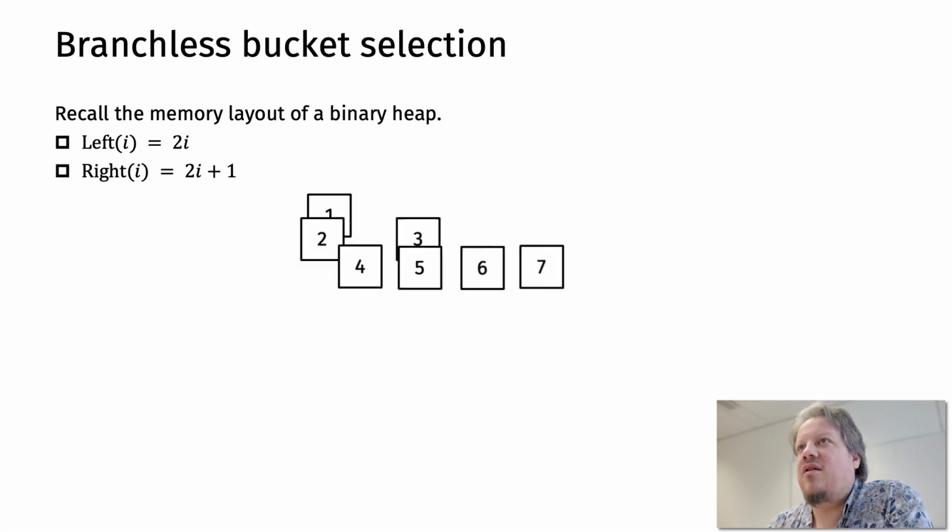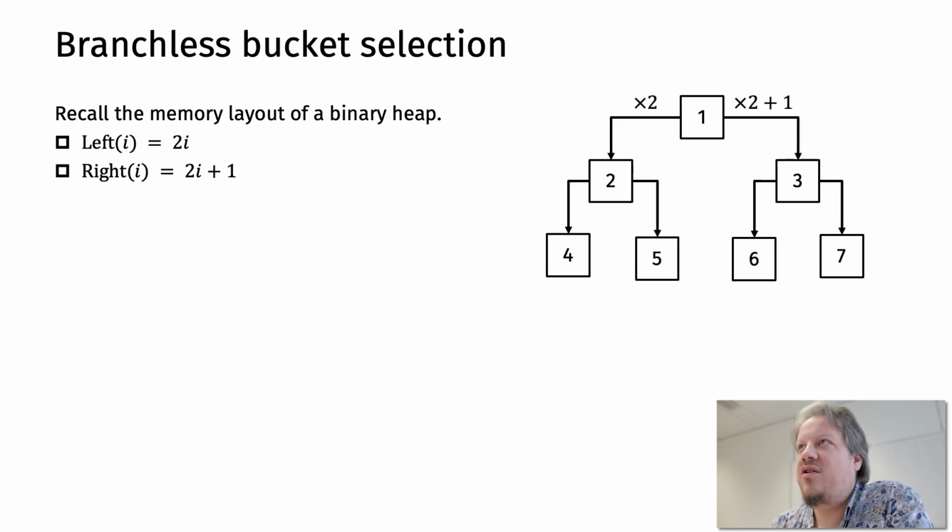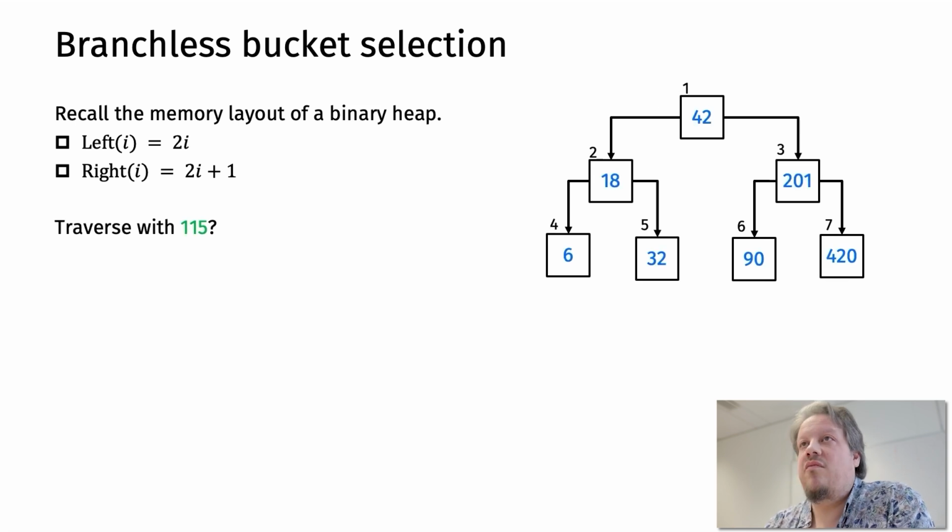So if we draw this as a tree, then we always multiply by 2 going left, and we multiply by 2 then add 1 going to the right. Let's put some values in this tree. Black numbers are still the indices. So let's consider what happens if we traverse this tree. What does that look like?